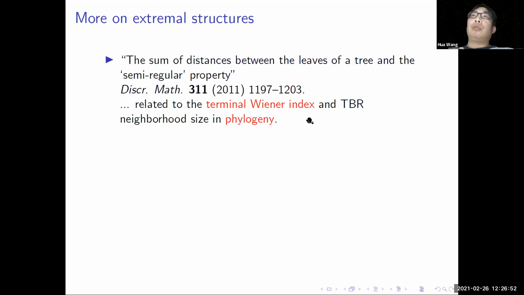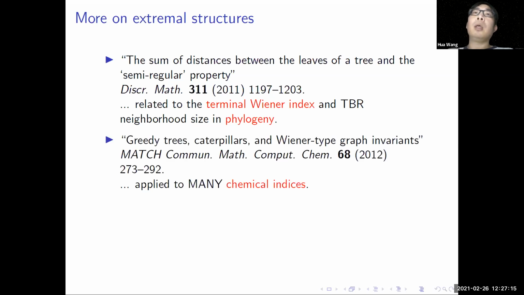Still about extremal structures, dealing with things related to Wiener index and so on and so forth. I just want to mention that I mentioned earlier the terminal Wiener index. It turns out to be related to the study of subtree neighborhoods in phylogeny. It's interesting because it was proposed about the same time by chemists and in phylogenetic study.